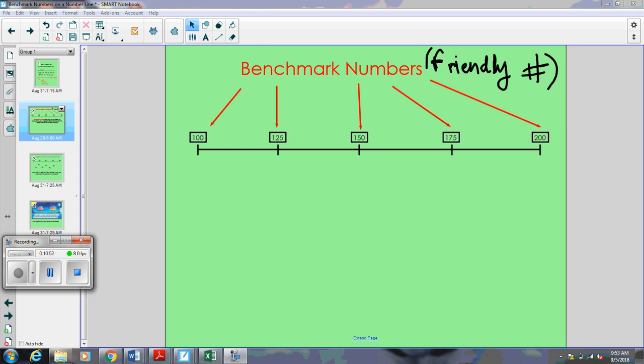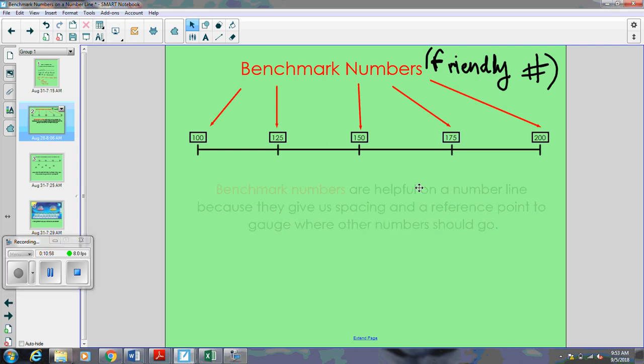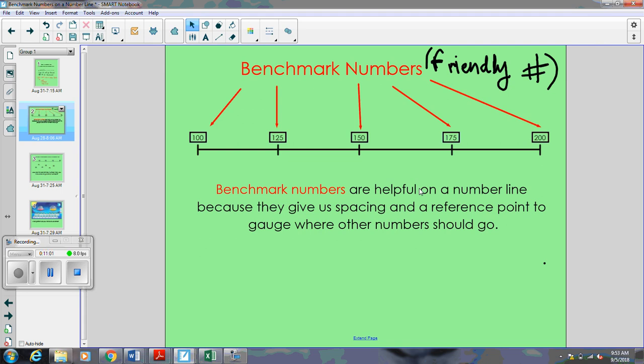Does that make sense? We okay with this so far? Good? So, benchmark numbers are helpful on a number line because they give us spacing, and a reference point to gauge where other numbers should go. You don't need to write this down. I would prefer you not. I want you to think about it. So benchmark numbers are just stopping points to help you figure out where the other numbers are supposed to go. Does this make sense?